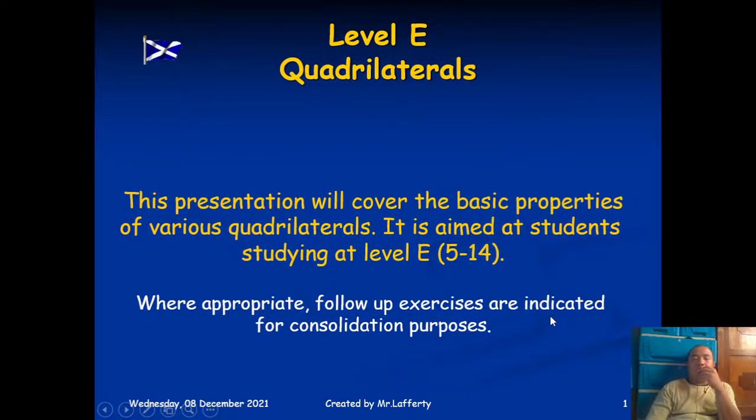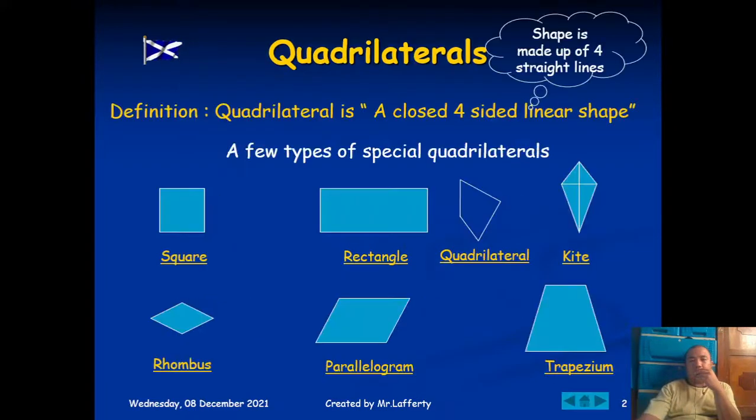Hello, grade 9 students. Today we're going to discuss all about quadrilaterals and the different properties of the parallelograms, the square, rectangle, rhombus, kite, trapezium, trapezoid, etc. So this presentation will cover the basic properties of various quadrilaterals. It is aimed at students studying at level E, where appropriate follow-up exercises are indicated for consolidation purposes.